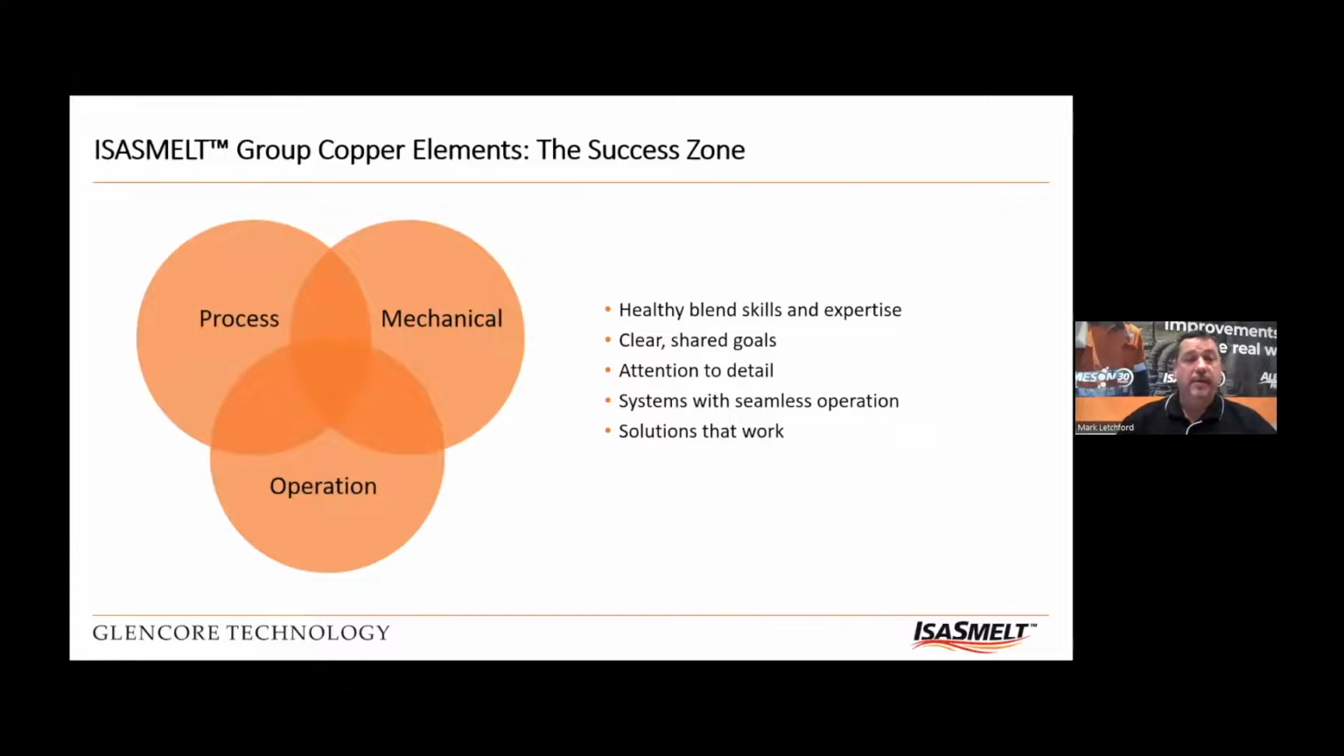So the project culture that I described is shown on this diagram. It's a strong collaboration of process, mechanical and operations, a healthy blend of skills and expertise in that group, clear and shared goals and attention to detail for projects, and systems with seamless operation, creating solutions that work. And that's the success zone right in the middle there. You need all of those parties present and communicating to get that success.